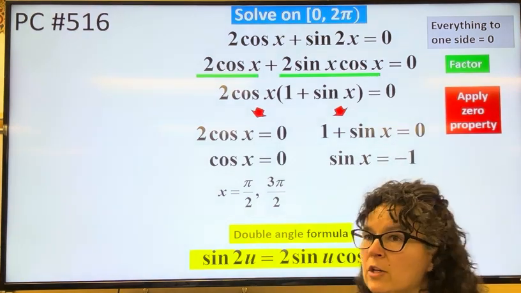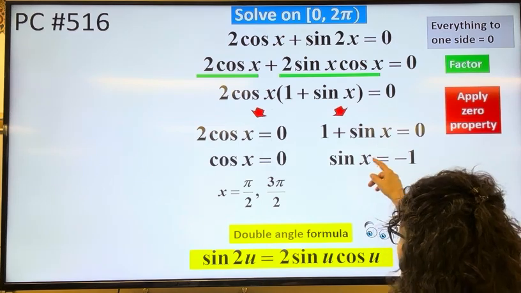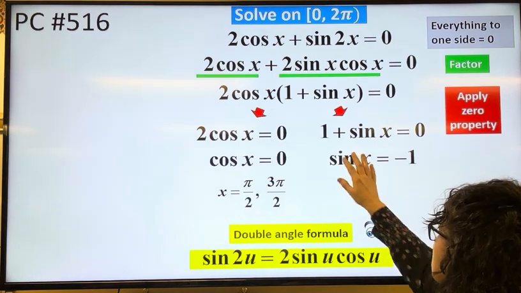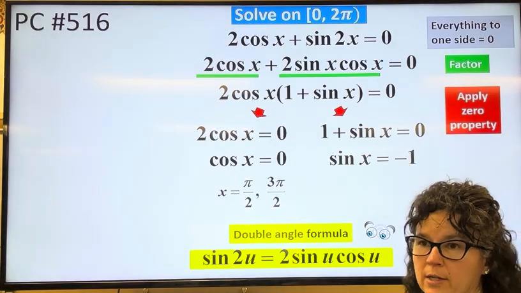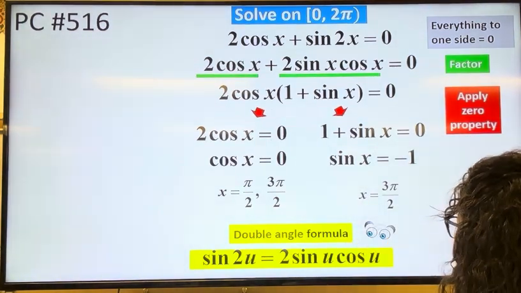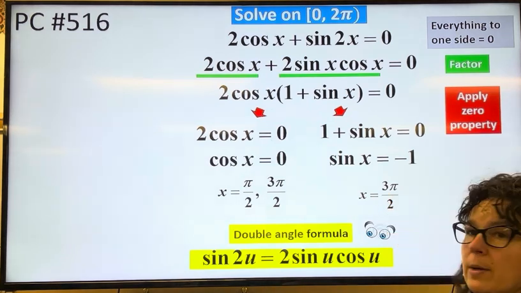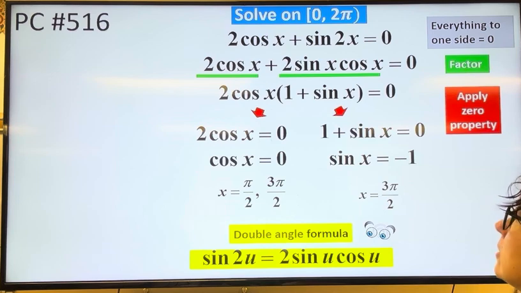And all points on the unit circle are cosine of theta comma sine of theta. Our angle measure is x. So this is my y coordinate is equal to -1. So looking on our unit circle for where the y coordinate is -1, that happens at 3 pi over 2. And we've solved our equation.